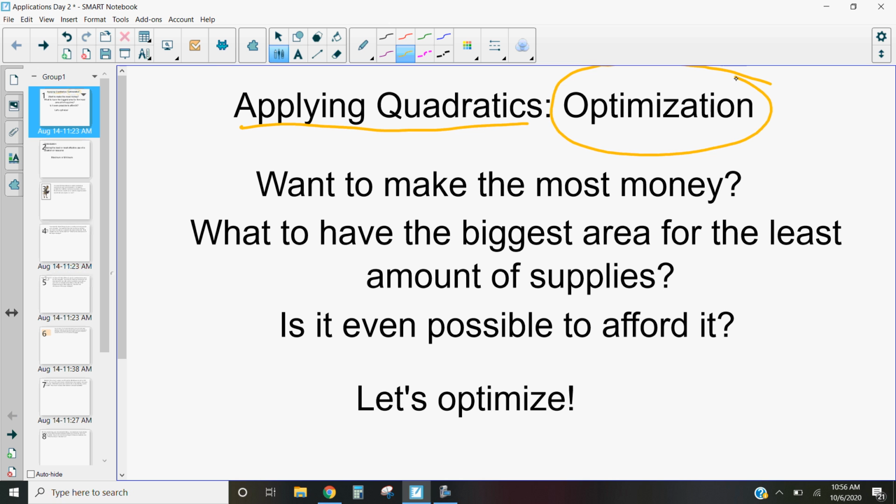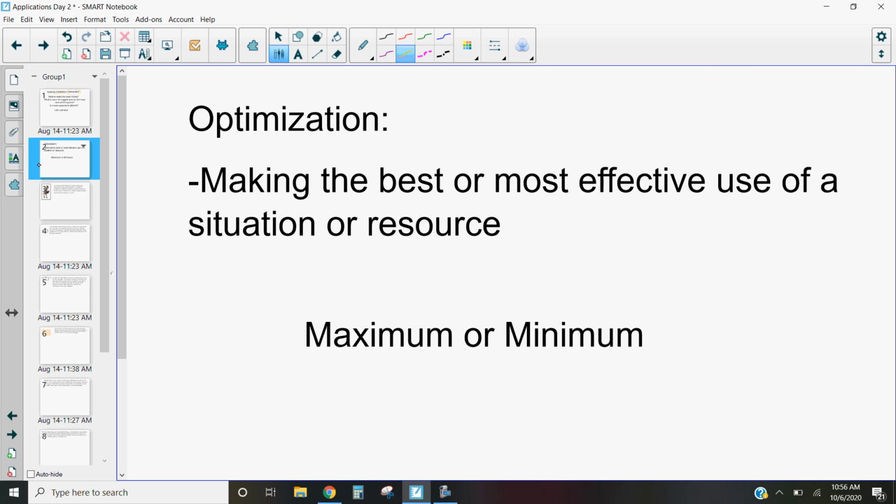So what does optimization mean? Well, according to dictionary.com, optimization is making the best or most effective use of a situation or resource. So really what that means is when we have this mathematical concept, optimization means I want to find the maximum.